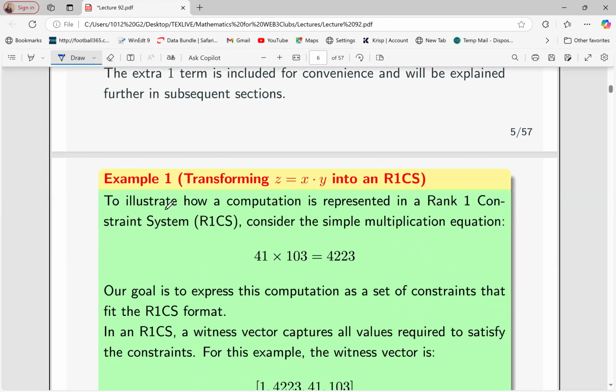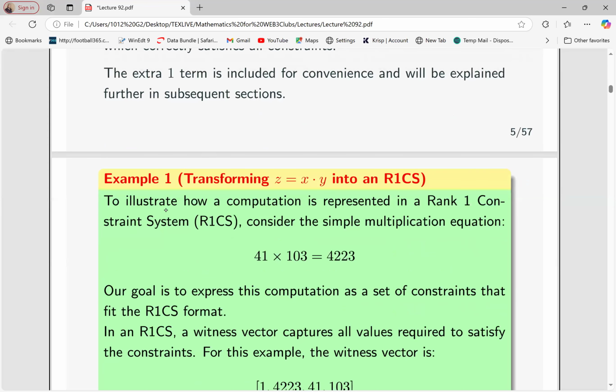I'm looking at another example. Looking at this other example, this is an arithmetic circuit. We want to convert this into a rank 1 constraint system. Lucky enough, we only have one multiplication, so this is very easy for us.